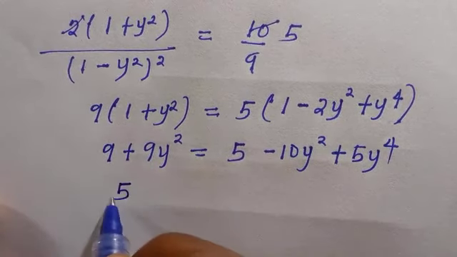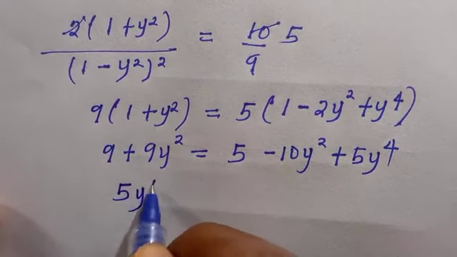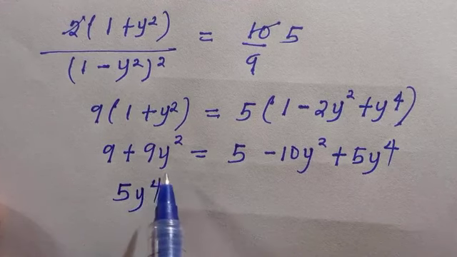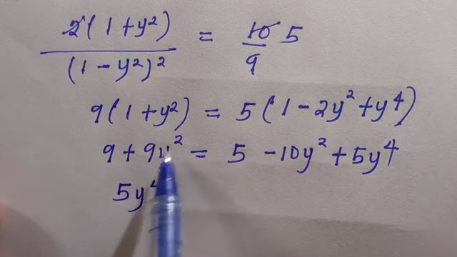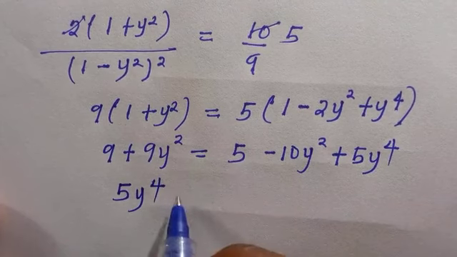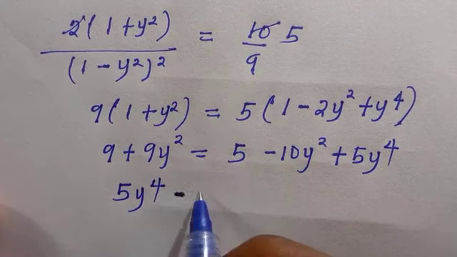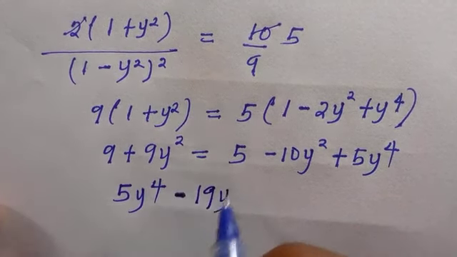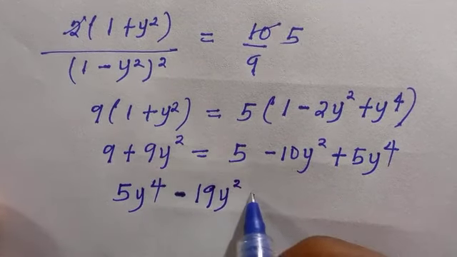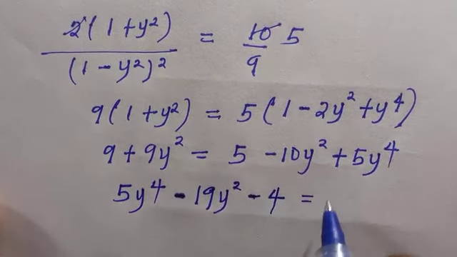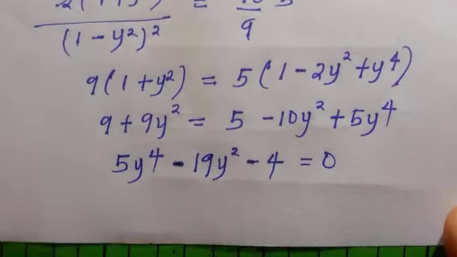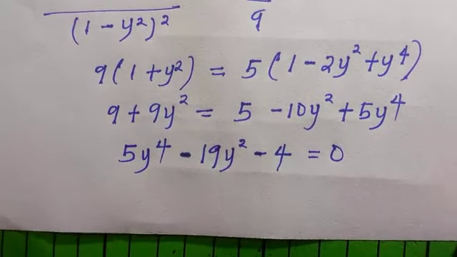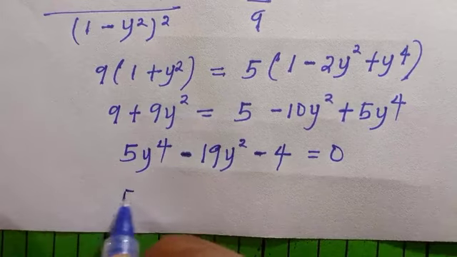Doing that, we are going to have 5y raised to power 4. And when 9y squared goes to the other side, it changes to minus, and minus 10 minus 9 is just minus 19y squared. Then taking 9 to the other side as well, we have minus 4. Everything equals 0. So here is where we are going. Here is a quadratic equation.